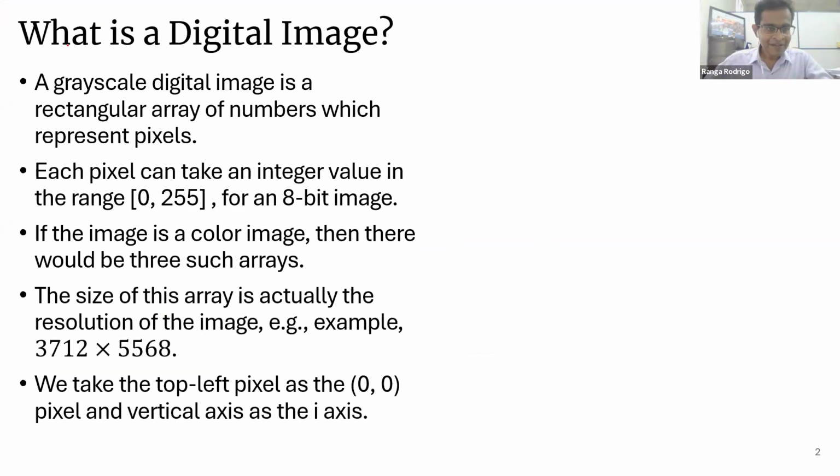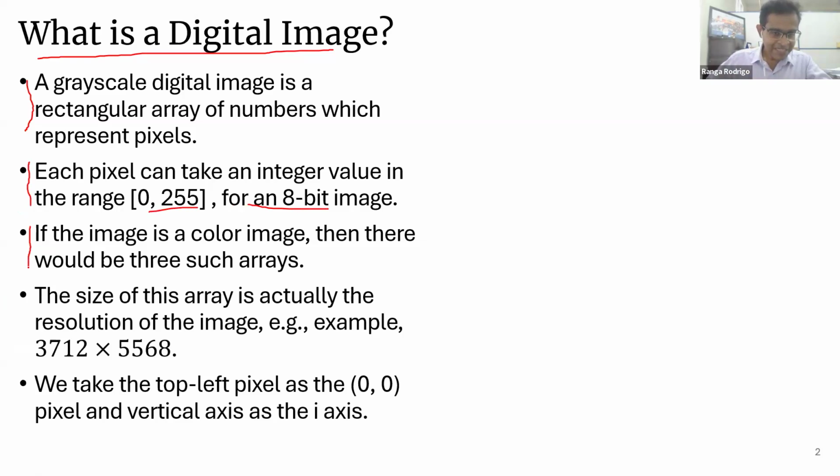Okay. So what is a digital image? A grayscale digital image is a rectangular array of numbers which represent pixels. Each pixel can take an integer value in the range from 0 to 255 for an 8-bit image. So each number is represented by 8 bits. 8 bits means 8 ones or zeros. Therefore, the maximum number that you can represent is 1, 1, 1, 1, 1, 1, 1, 1. That's 255.